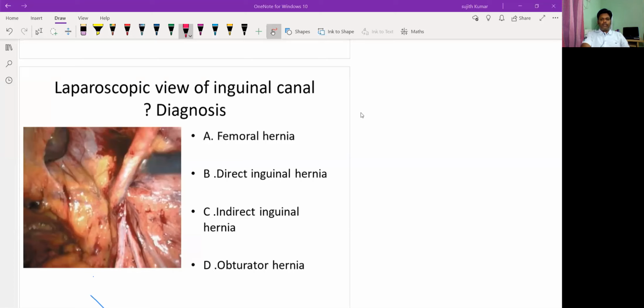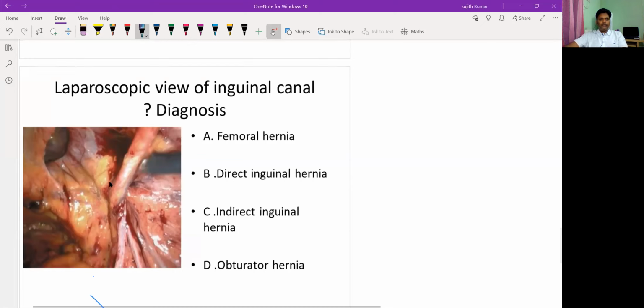Okay, so I will go for the discussion. This is a basic anatomical question: laparoscopic view of the inguinal canal. Many times we have discussed this inguinal canal anatomy, but you should know how to identify whether it is a direct, indirect, femoral or obturator hernia. So I will explain with the picture here.